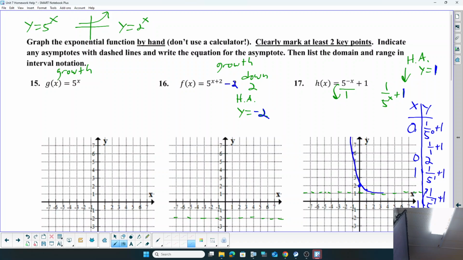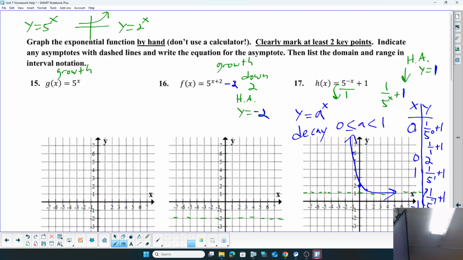And that's because of our a value. We have y equals a to the x power, plus 1 basically. When your a value is between 0 and 1, basically if it's a fraction, then it's going to be decay. And so, yeah, it's going to be decay.